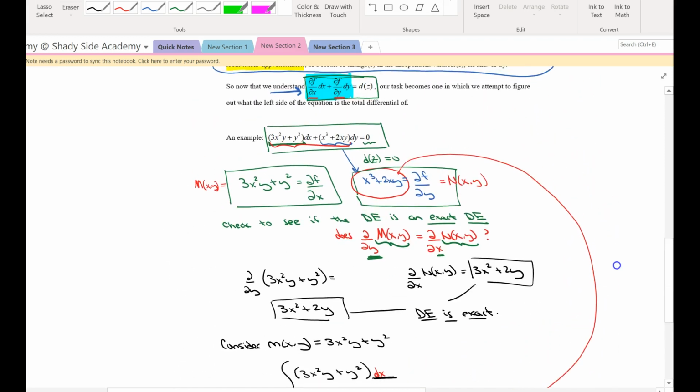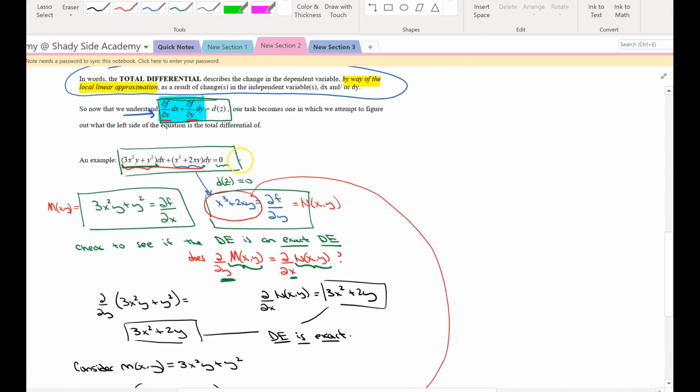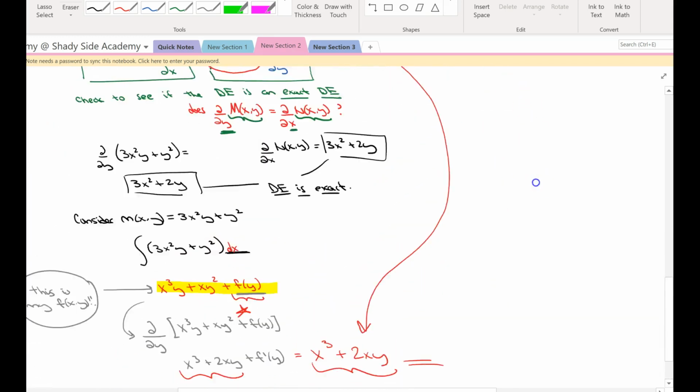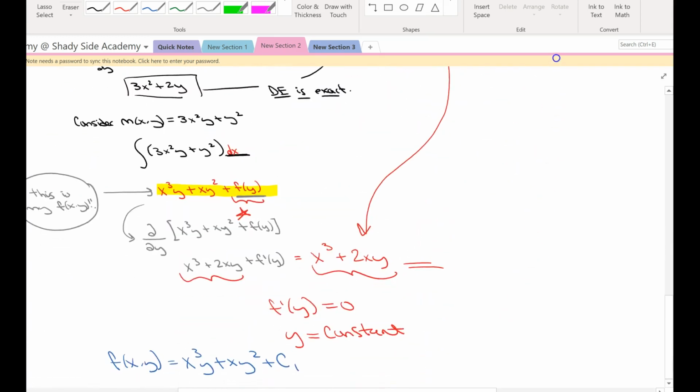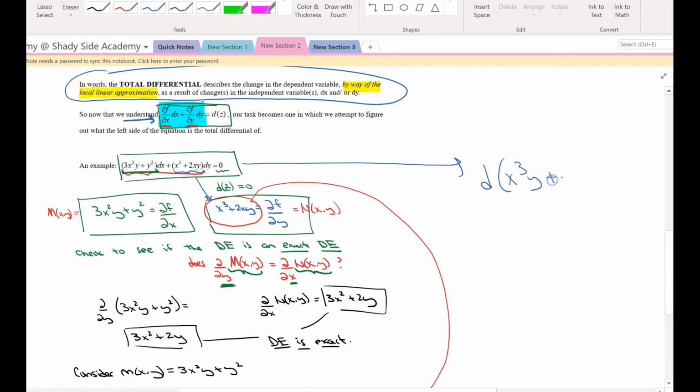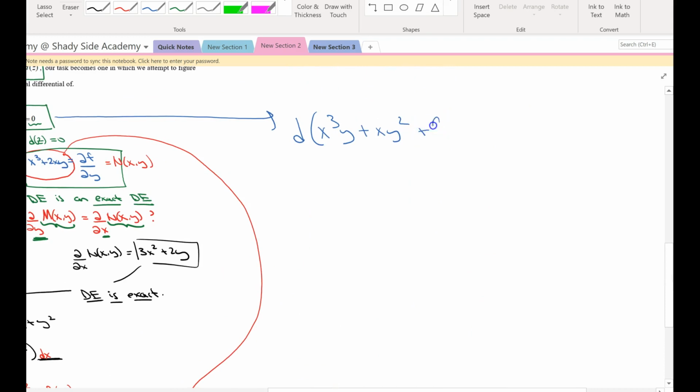Now, notice something, everyone. This was just the left-hand side of the equation. All we did, all that work, was to figure out, oh, that's so great. The left-hand side means it's the total differential of x cubed y plus xy squared plus c1, just in case there's another constant that kind of floats around here, equals 0.